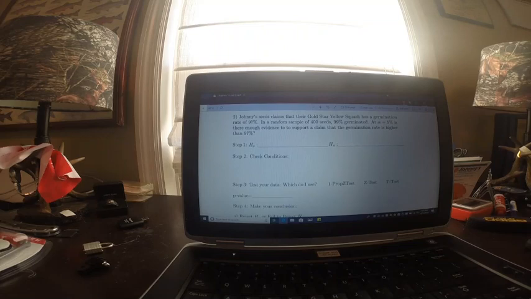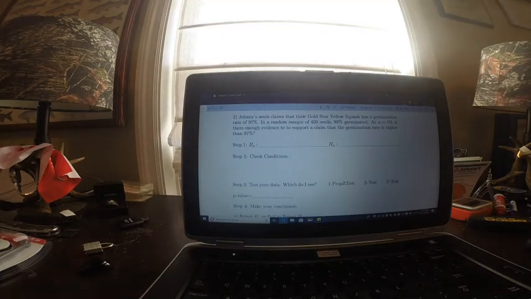So, number 2 says Johnny Seeds claims that their gold star yellow squash has a germination rate of 97%, and a random sample of 400 seeds, 99% germinated. At an alpha equals 5% level, is there enough evidence to support the claim that the germination rate is higher than 97%? So, step 1, our null hypothesis.